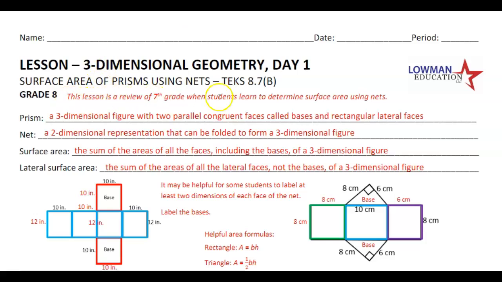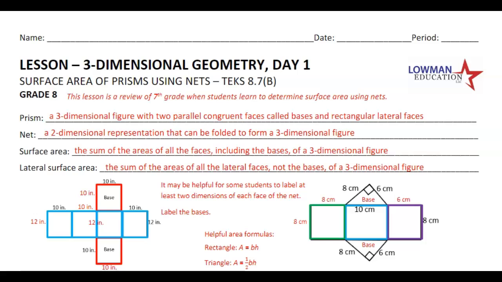This is a review of 7th grade, as you did learn how to find surface area using the net view in 7th grade. And so the net view is when they take that three-dimensional object and they unfold it or open it up so you can see all of the different shapes in that three-dimensional shape.